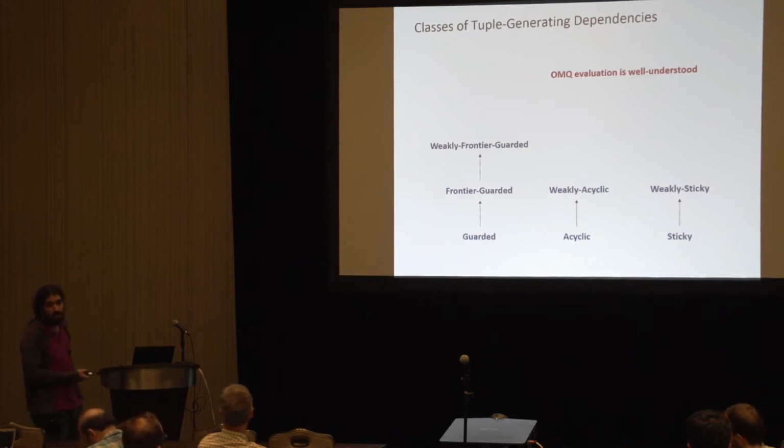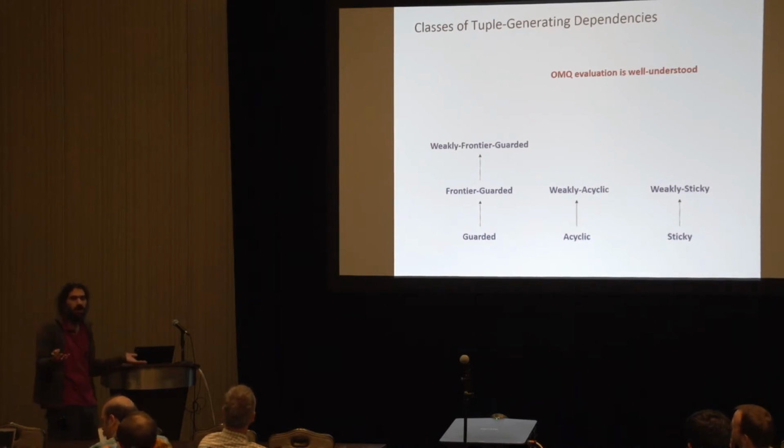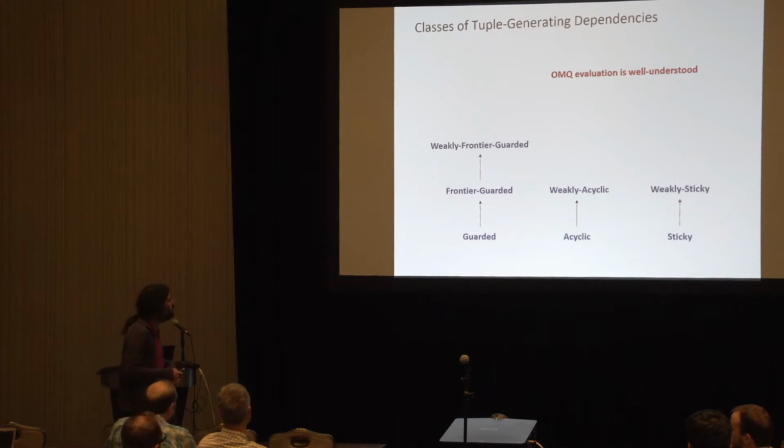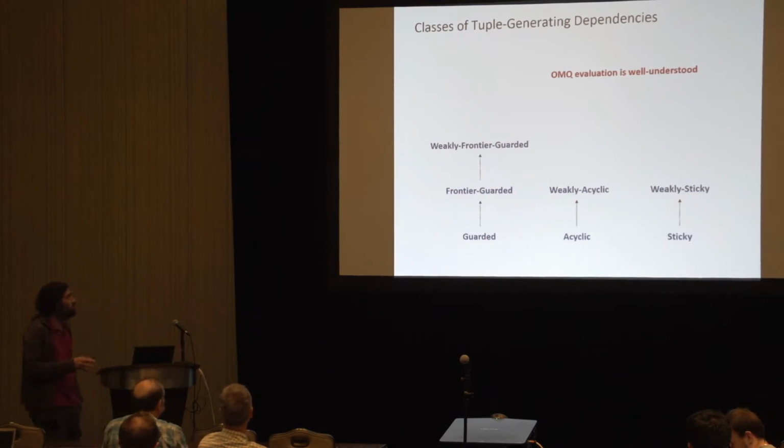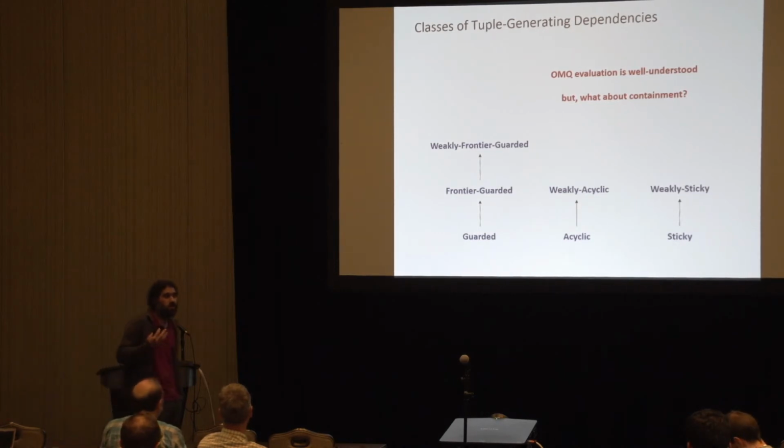Of course, these are classes of TGDs. Each such class gives rise to an ontology-mediated query language, right? Which is the ontology and the conjunctive query. Now, evaluation is by now well understood. We know a lot of things about this problem. The question now is, what about containment? I guess we all agree that this is an important static analysis task with applications in query optimization. So I think it deserves our attention.